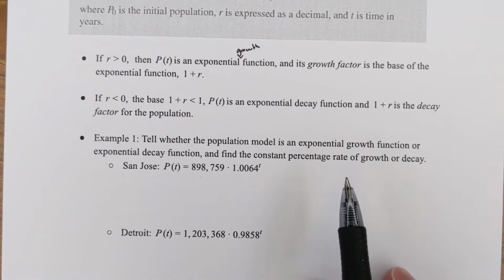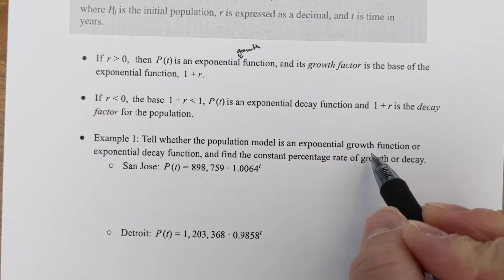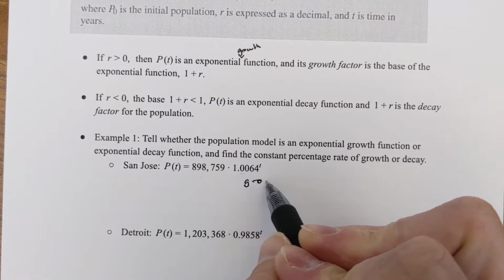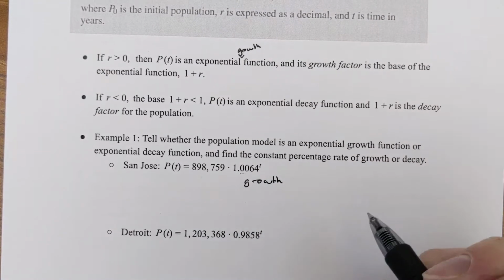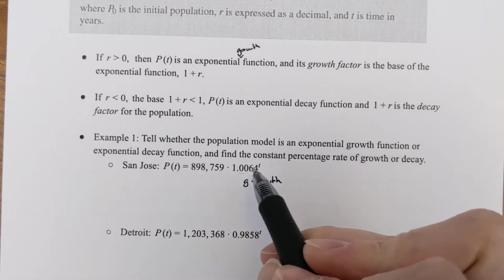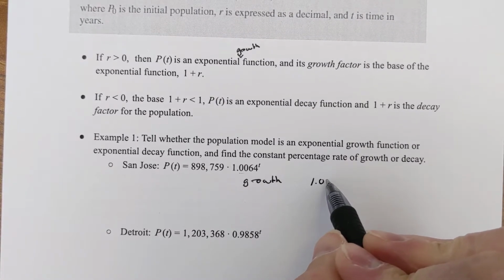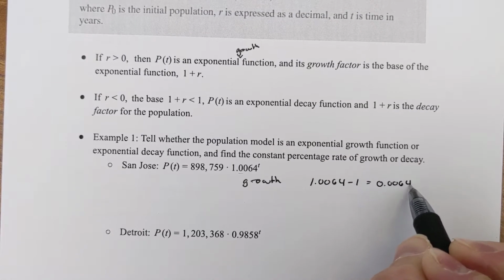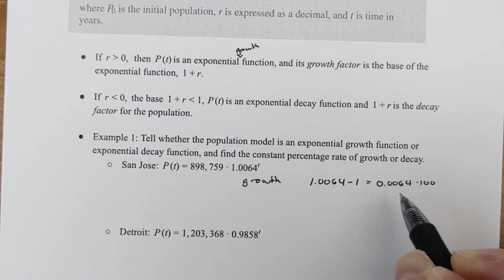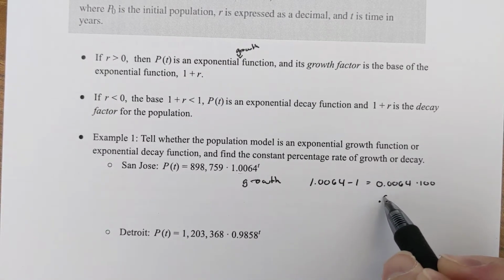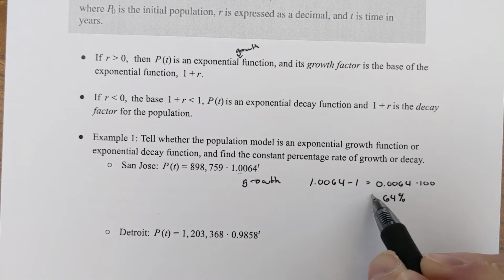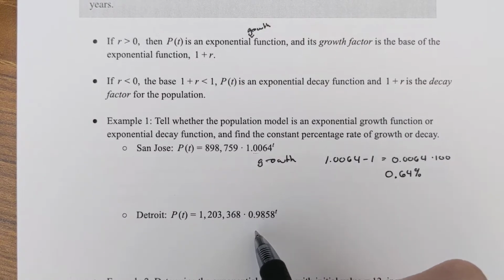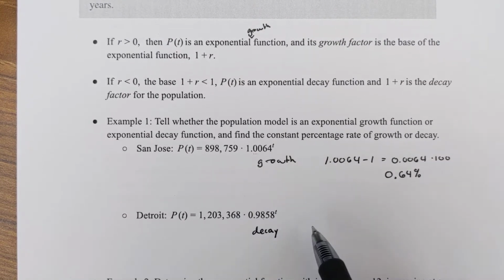So example 1, tell whether the population model is an exponential growth function or exponential decay function. Here, that number is more than 1, so this is growth. For the percent rate of change, you take your given value, subtract 1 from it, and then multiply that by 100. So San Jose here is growing at 0.64% per year. Detroit, that number is less than 1, so the population is going down.